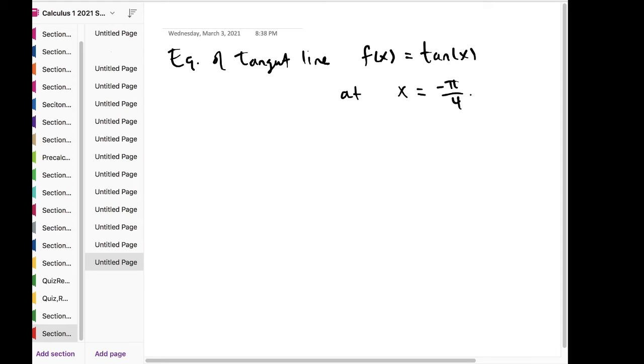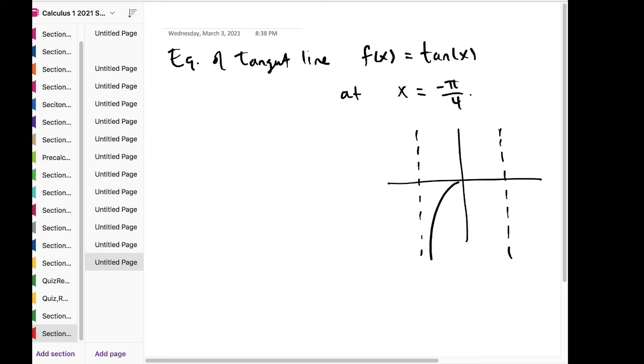Yeah. Okay, so let's do tangent. So yes, tangent line of tangent. It's a mouthful, but at negative pi over 4. So negative pi over 4.